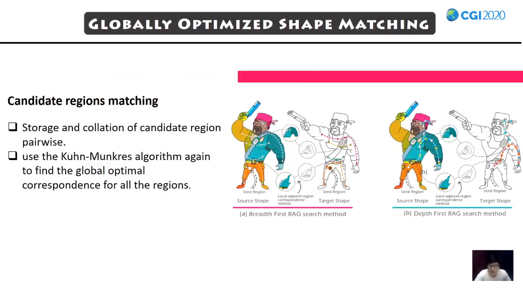After traversal, each region will have several matching candidates. The final stage is constructing the one-to-one region correspondence from these region matching candidates. We use the KM algorithm again to find the global optimal correspondence for all the regions. For the inner regions, we regard this as a new shape and reuse our method to construct the correspondence.